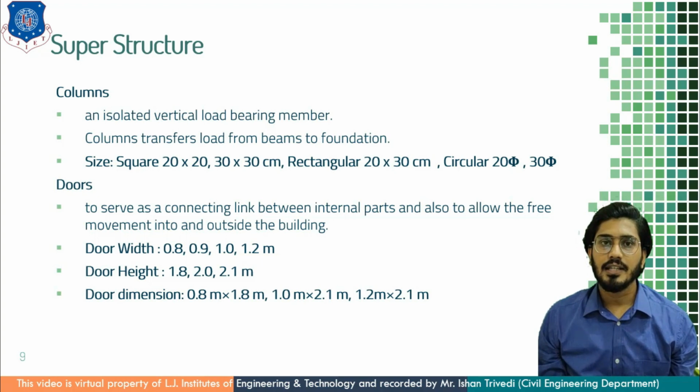So ultimately, the dimension of a door would be 0.8 meter by 1.8 meter for toilets, bathrooms and WC, whereas 1 meter by 2.1 meter for inner rooms and 1.2 meter by 2.1 meter for the entrance of the room. This you have to remember.